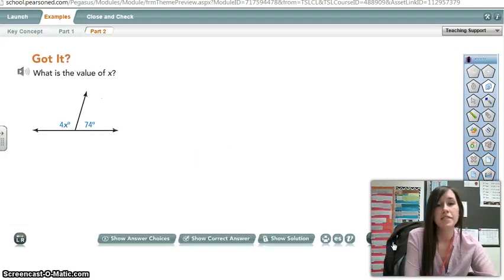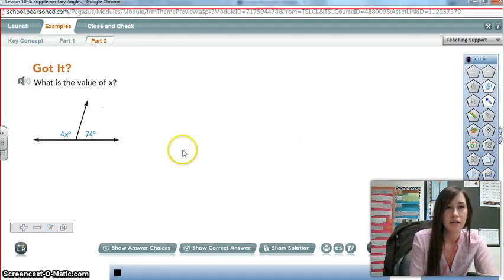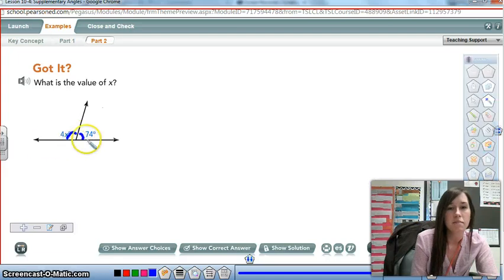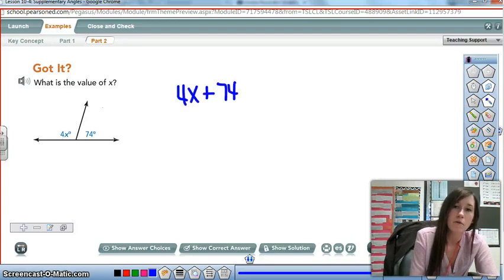Here's another one. Pause the video, try to do it on your own. You really want to be able to do these kinds of problems on your own without any help. So try it out and then play the video to see if you did it correct. Again, we have an example of two supplementary angles. We know that they're supplementary because they're working together, this one and this one, to make this straight angle. And we know that straight angles have 180 degrees. So 4x plus 74 needs to make 180 degrees.